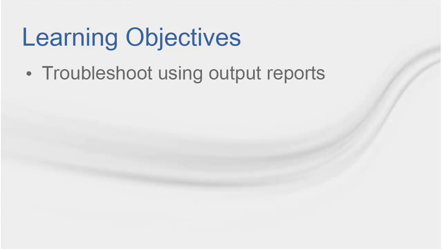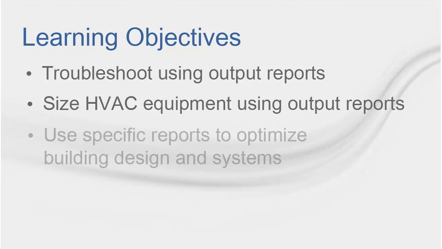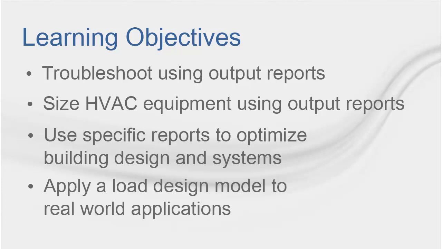With this example, we'll learn how to use the outputs for troubleshooting issues such as uncharacteristic system coil sizes or airflows, learn how to use the outputs to size HVAC equipment for selections, and then discuss benefits of certain reports for optimizing load design to reduce costs of a project. We'll cap the video off with output considerations that discuss how to properly apply a load design model to real-world applications. To start it all off, let's first talk about all the key load design reports.